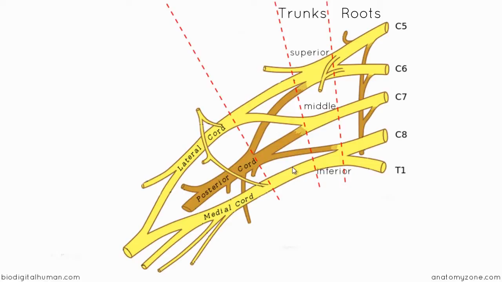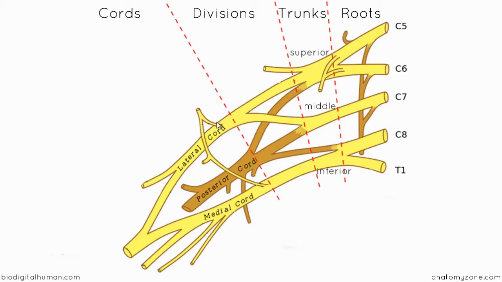So next, each trunk gives rise to an anterior and a posterior division. The superior trunk has an anterior and a posterior division, the middle trunk has an anterior and posterior division, and so does the inferior trunk. And then these divisions give rise to chords. So you've got the lateral chord, the posterior chord, and the medial chord. So you've got roots, trunks, divisions, and chords.